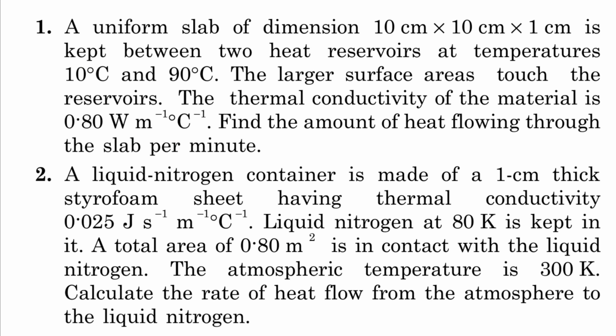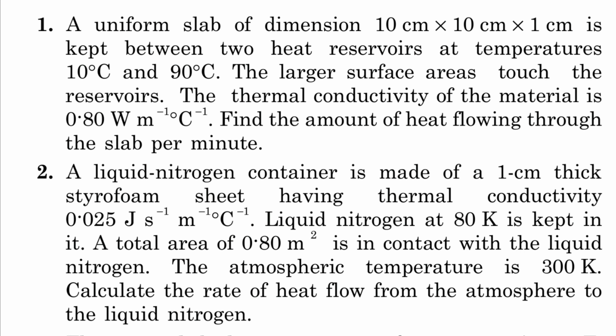So let's start the exercise questions. First question is, there is a uniform slab of dimension 10 into 10 into 1 and it is kept between two heat reservoirs at temperatures 10 degrees Celsius and 90 degrees Celsius. The larger surface areas touch the reservoirs. The thermal conductivity of material is given. We need to find the amount of heat flowing through the slab per minute.